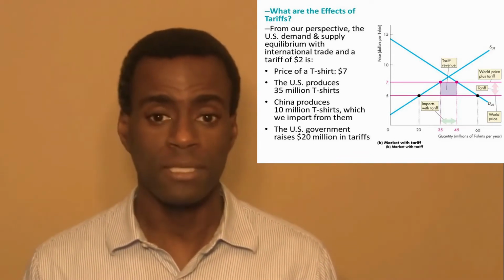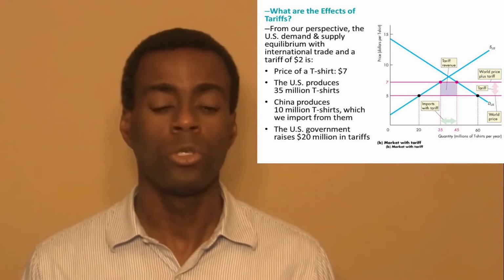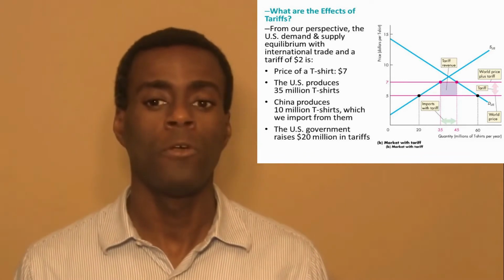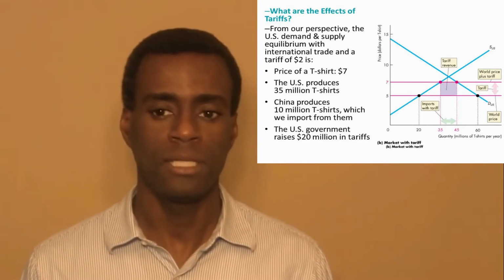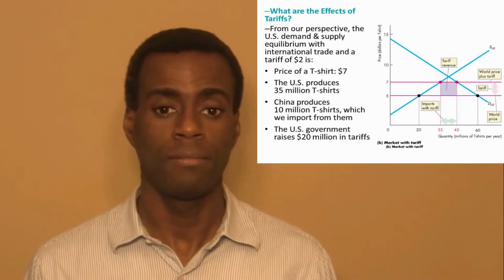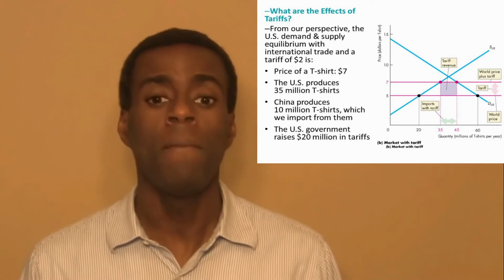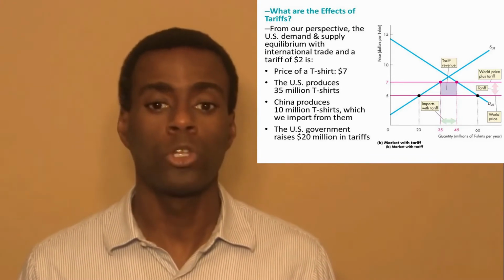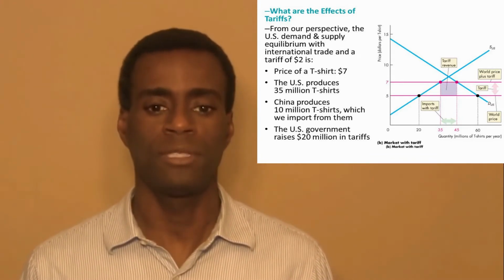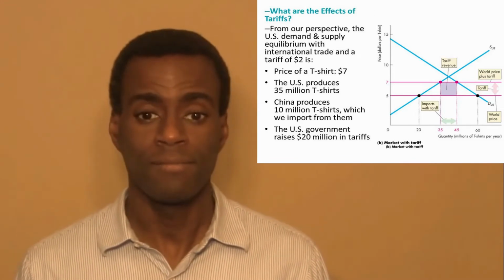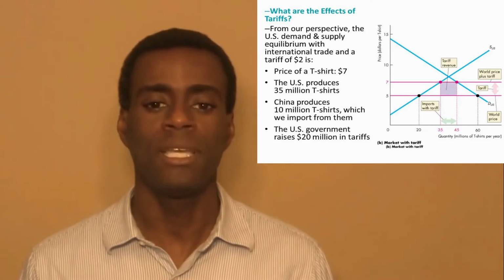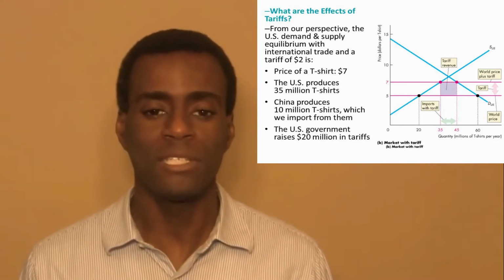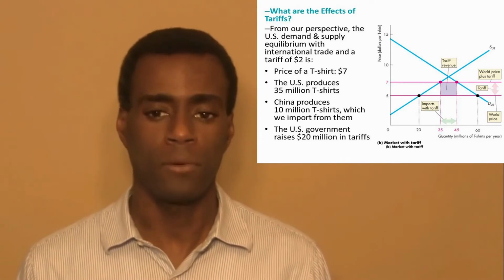Because t-shirts are more expensive, US consumers will purchase fewer t-shirts. They will purchase 45 million t-shirts. And because t-shirts are more expensive, more US firms will be competitive and they will be able to produce 35 million t-shirts. Hence, we will still import 10 million t-shirts from China, but that is far less than the 40 million t-shirts that we used to import.